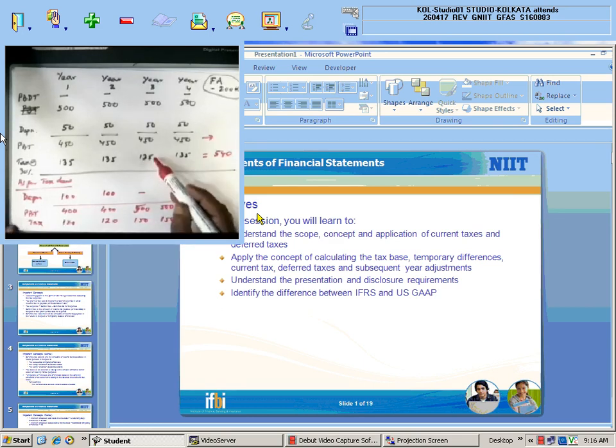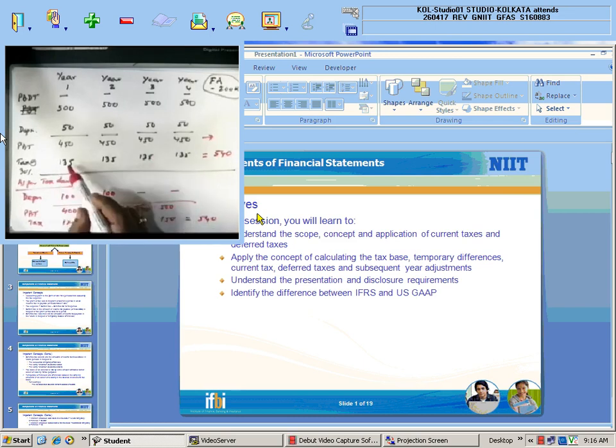See, here in the third year, instead of 135,000, they have to pay now 150,000, 15,000 more. In this year, they are paying 15,000 less. Similarly, in the second year, they are paying 15,000 less than what they calculated. But in the fourth year, they have to pay 15,000 more. So this will be a deferred tax liability.